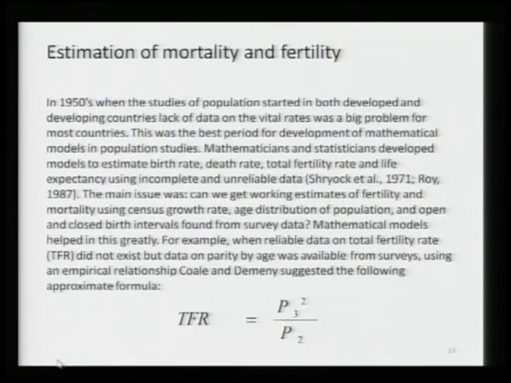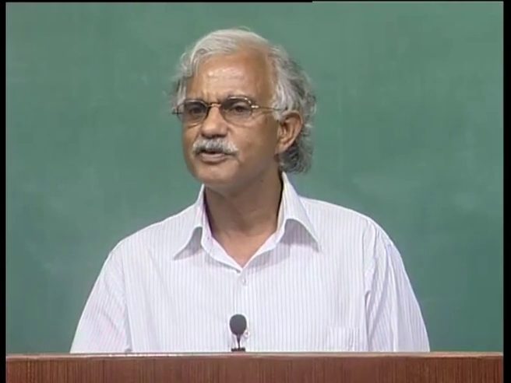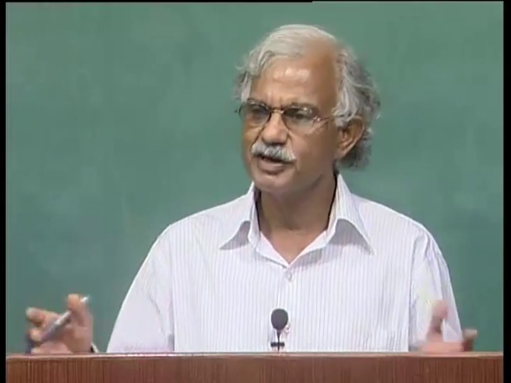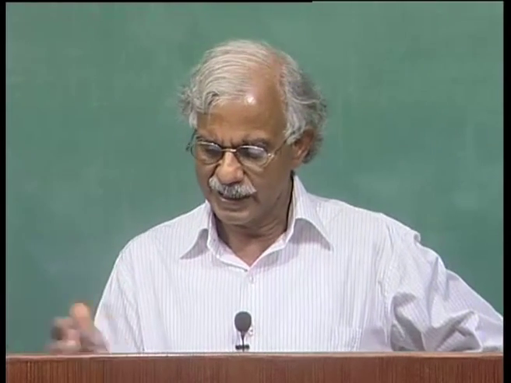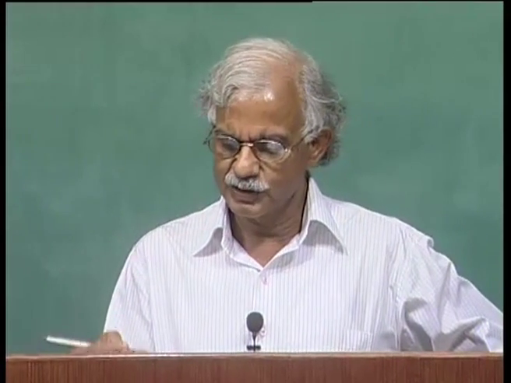Then models have been used in estimation of mortality and fertility. When from census we had some data on average parity or average number of children born for different age groups starting from 15 to 19, this P2, average parity, P2 was used for average parity of age group 20 to 25. 15 to 20 is first, second age group for reproduction is 20 to 25, and P2 refers to average parity of women in 20 to 25.